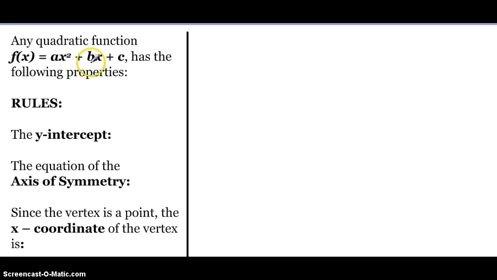Okay, so little tidbits. These rules will help you when you have a quadratic function in standard form. The y-intercept turns out to be the constant, because if you substitute in 0 for both x's, you're going to get c. So it's going to be the constant term. So our y-intercept will be 0, c, whatever that constant term is. The equation of the axis of symmetry will be x equals -b over 2a.